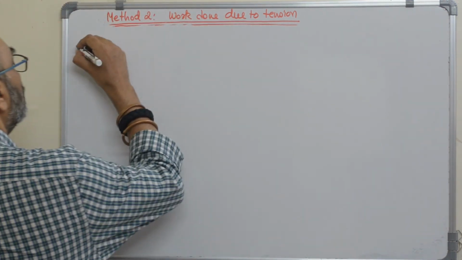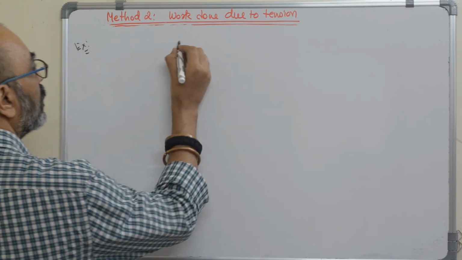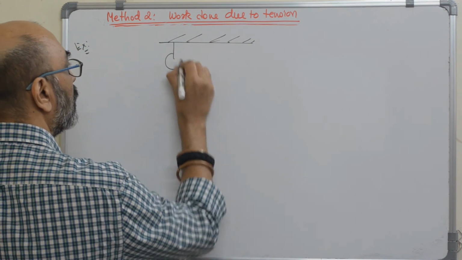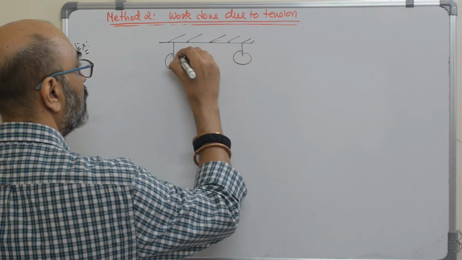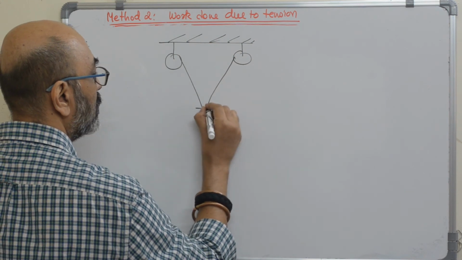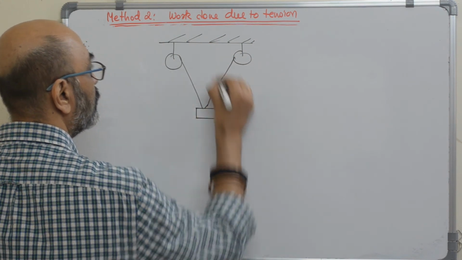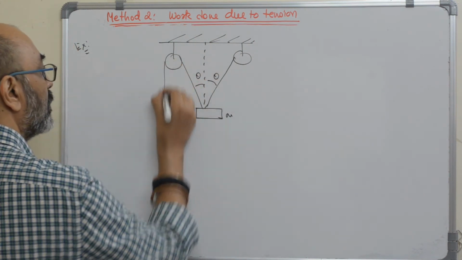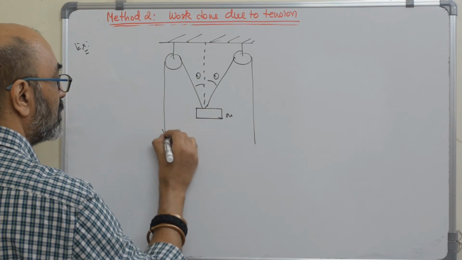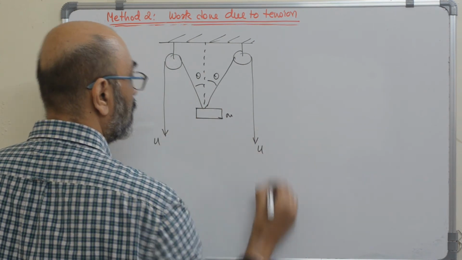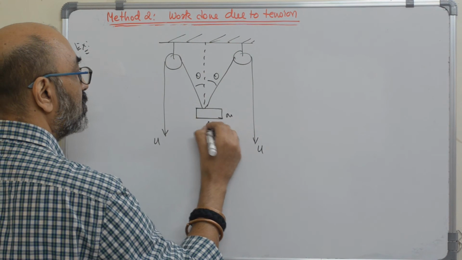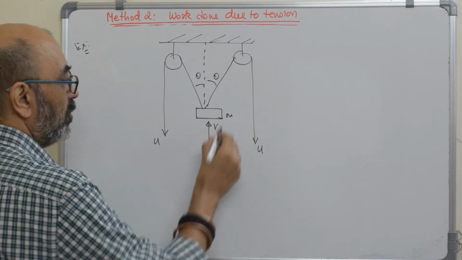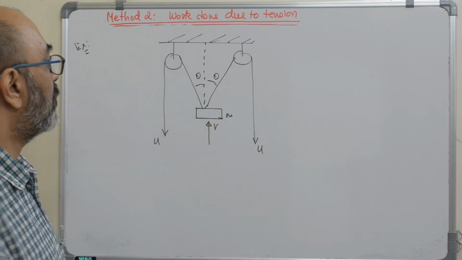Example 20. We have a pulley here attached to a load M. This angle is theta. This is pulled down with a velocity u. This is pulled down with the velocity v. This goes up with the velocity v. The question is, what is the velocity v in terms of u?